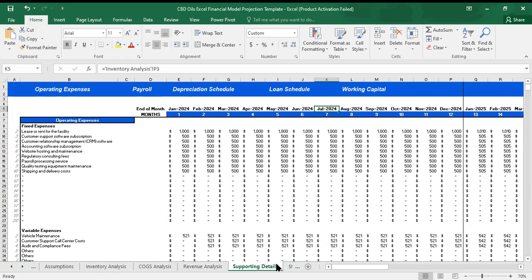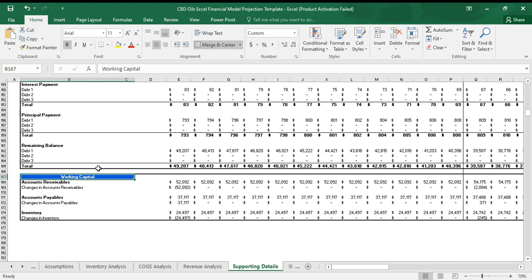Then we have the supporting details. Here we have calculated the major operating expenses of the business, such as the fixed and variable operating expenses. Then we have payroll and depreciation of fixed assets. Then we have loan amortization schedule and working capital. Working capital calculations include your accounts receivable, accounts payable, and the closing inventory figures.